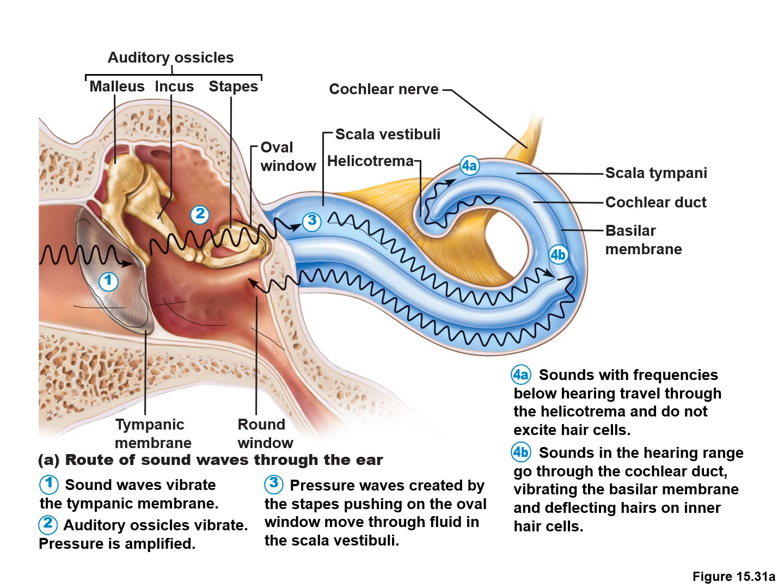And then we have sounds with frequencies below hearing travel through a part of the structure known as the helicotrema. They don't actually excite hair cells because it's not something that we are tuned to respond to. And then we have sounds within our hearing range that go through the cochlear duct, vibrating that basilar membrane and deflecting those hairs on the inner hair cells. And again, that's essentially going to cause depolarization to occur such that we can generate an action potential to send through cranial nerve number 8.